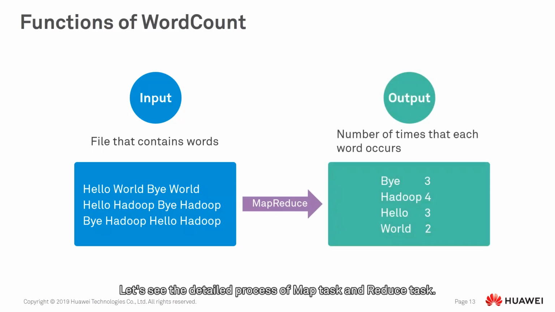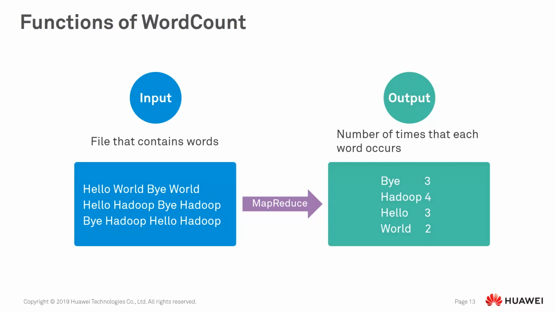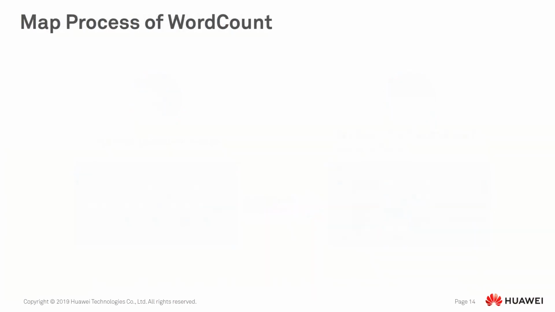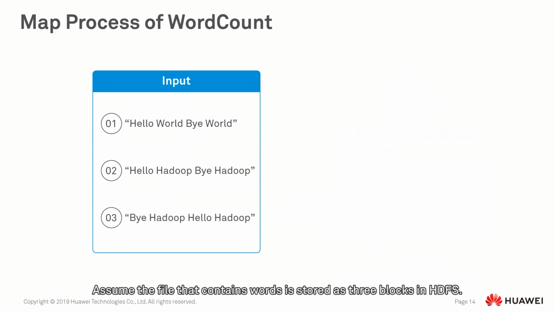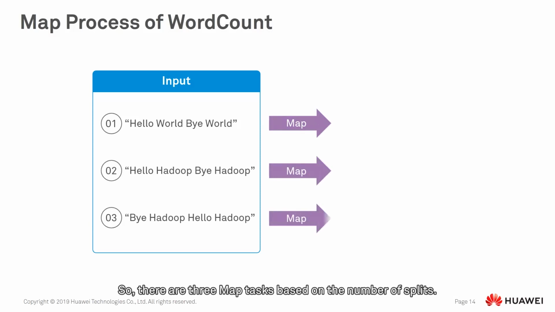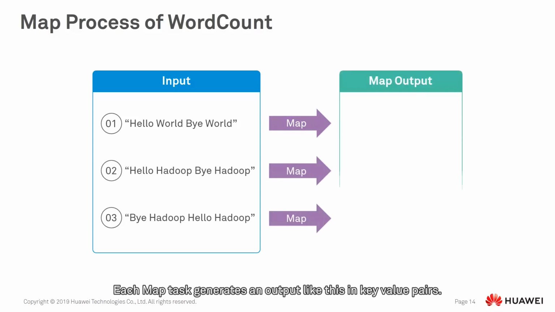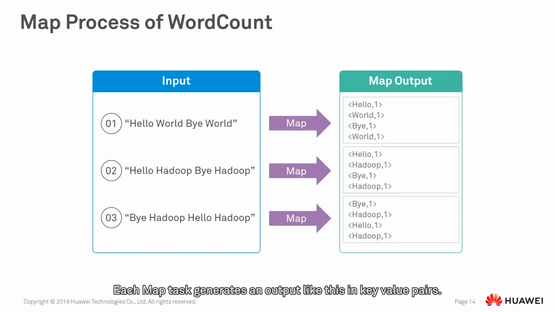Let's see the detailed process of map task and reduce task. This figure shows the function of the word count program. This is the result that we want. Assume the file that contains words is stored as 3 blocks in HDFS. So there are 3 map tasks based on the number of splits. Each map task generates an output like this in key-value pairs.